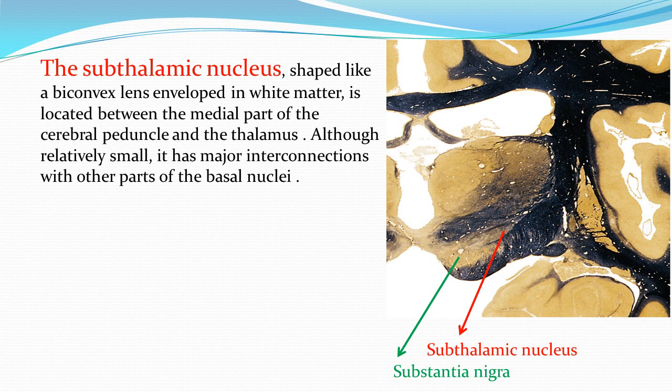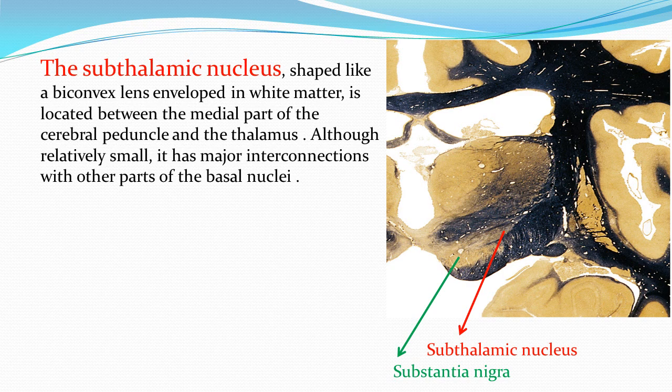Now come to the subthalamic nucleus. The subthalamic nucleus is shaped like a biconvex lens enveloped in white matter, located between the medial part of the cerebral peduncle and the thalamus. It lies below the thalamus, just above the cerebral peduncle of the midbrain. That is at the junction of midbrain and thalamus.